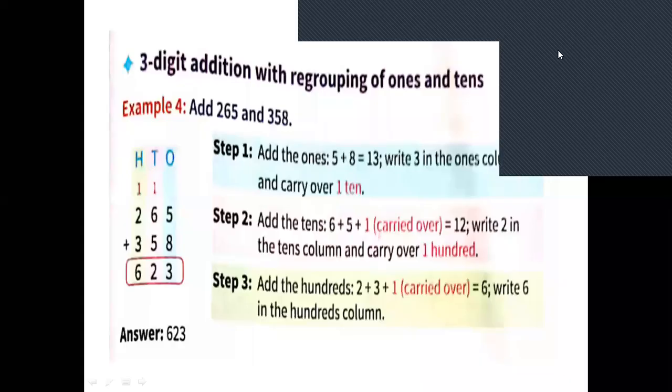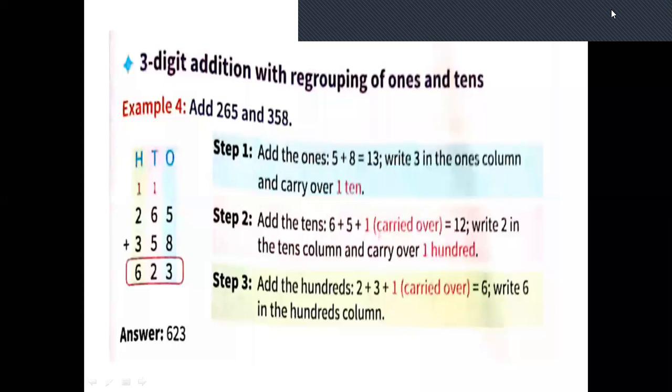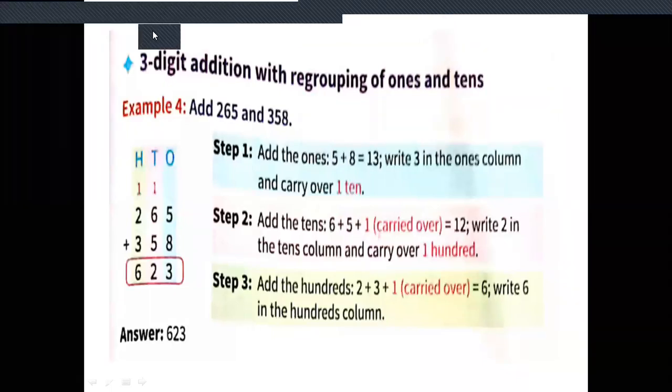See here, now we are going to see three-digit addition with regrouping of ones and tens. First we saw without regrouping. Next we saw regrouping of ones in the first session. In today's session we have seen regrouping of tens and addition of two-digit numbers, and how it is carrying over to the hundreds place also.